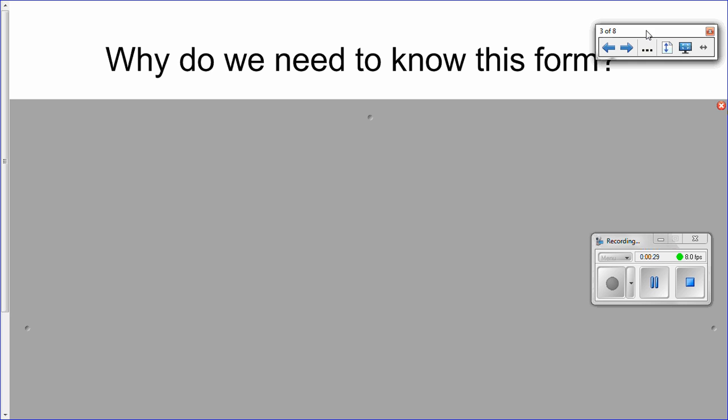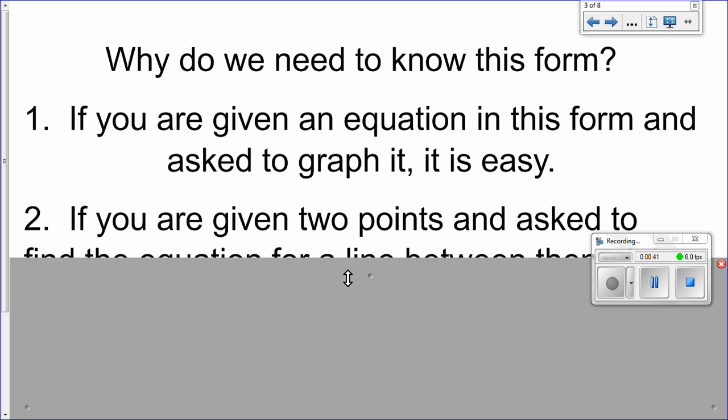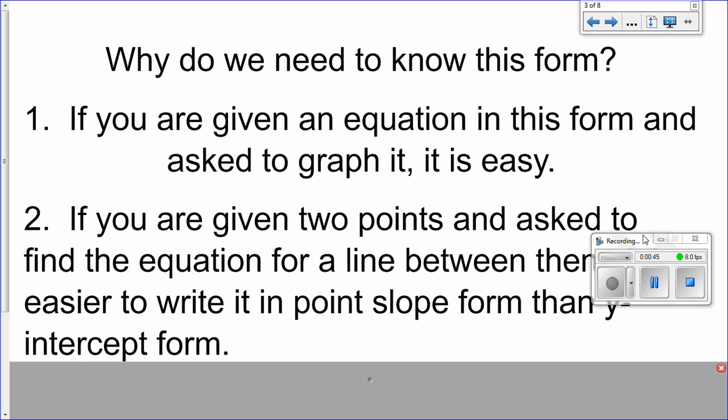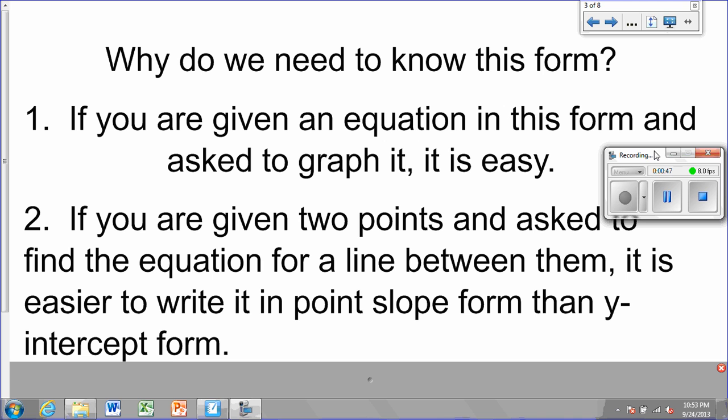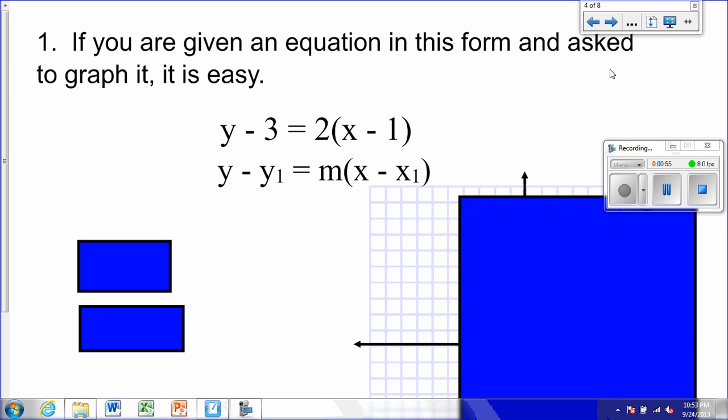Why do we need to know this form? Well, there's really two reasons that I can come up with. The first one is, if you're given an equation in this form and asked to graph it, it becomes pretty easy. The second reason is if you're given 2 points and asked to find the equation for a line between them, it's easier to write it in point-slope form than y-intercept form, and we'll see why in a minute. Let's look at the first one.